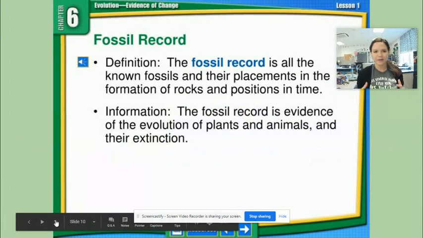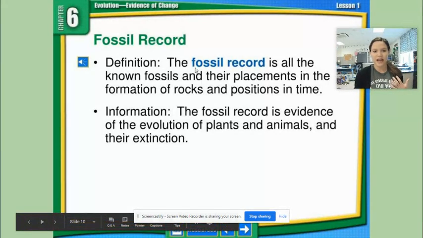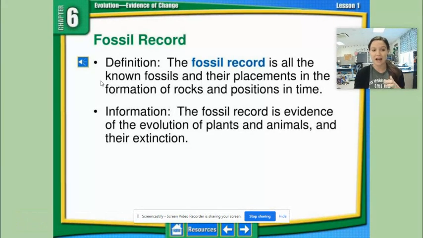All right, so today we're going to talk about the fossil record. What exactly is the fossil record? Well, here's the definition. It is all the known fossils and their placements in the formation of rocks and positions in time. The fossil record is evidence of evolution of plants and animals and their extinction. Okay, so I want you guys to look at this here of all the known fossils. So these are fossils that paleontologists have found and been able to place them in certain periods of time because of where they are in rocks.